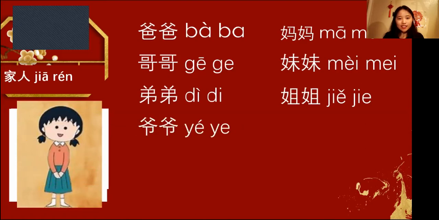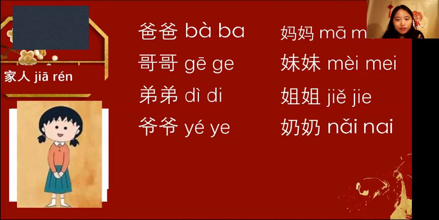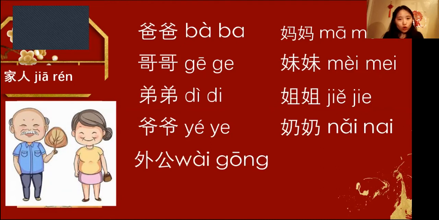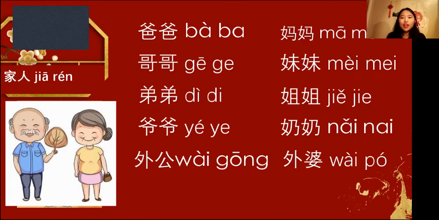爷爷，爷爷 means father's father. Everyone follow me, 爷爷. 奶奶，奶奶 means father's mother. 奶奶 means 爷爷's wife, right? 奶奶，爷爷 and 奶奶. 外公，外公 means mother's father. 外婆 means mother's mother. Everyone again, 外婆，外婆.